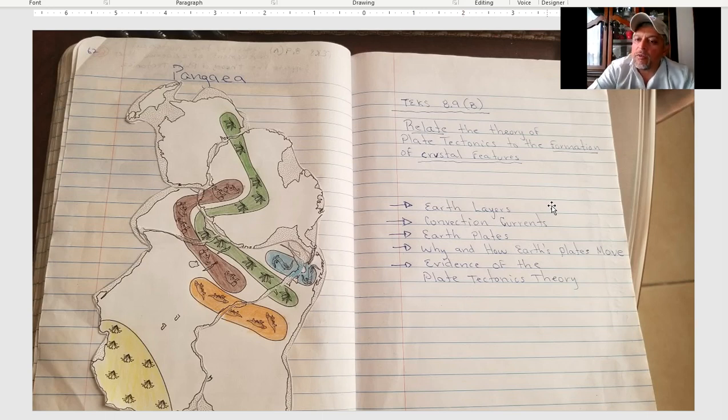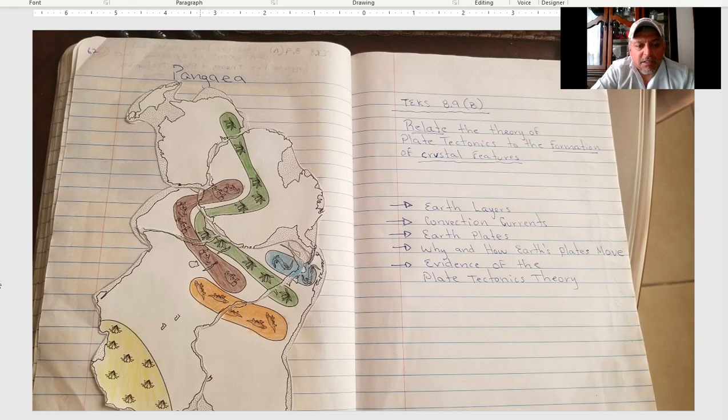So first, we're going to have to do a little bit of background information. That background information has to relate to earth layers, right? Also about convection currents. And this is the focus of the whole thing today, the convection currents. Later on, we're going to see the earth plates, and we're going to see the why and how earth plates move. And we're also going to be looking at several evidence. I believe it's like 5 of them that actually explain how the plate tectonics theory works. The why and the how that Alfred Wegener couldn't explain.